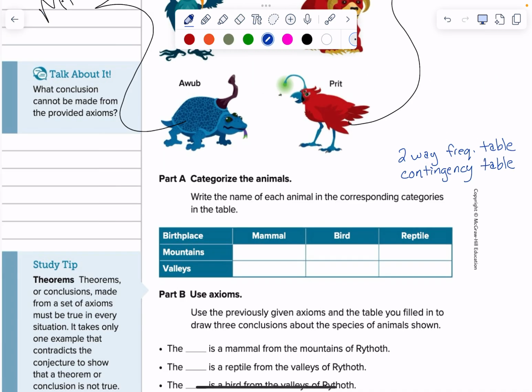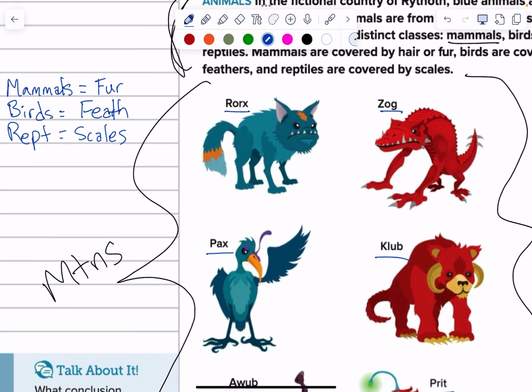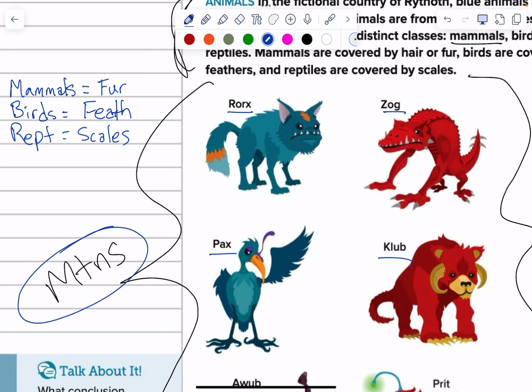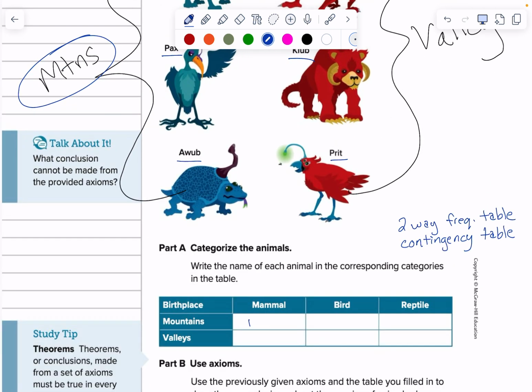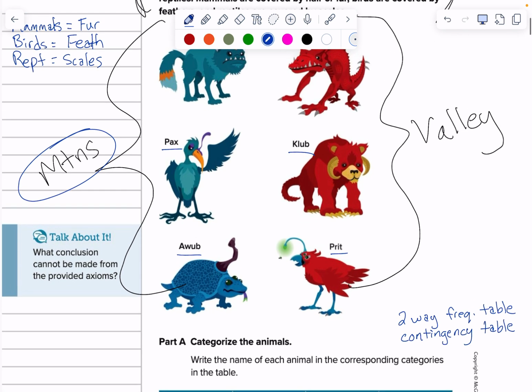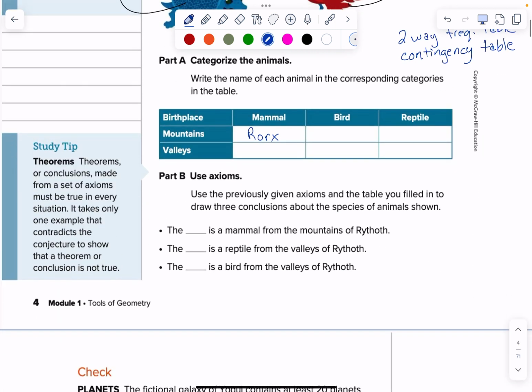Totally fine. All right, so we're going to list these. Do you see these names? A Rourke's, a Zog, a Pax, a Club, an Awub, and a Prit. Okay, so a Rourke's. He is from the mountains. I know that for sure, but is he a mammal, bird, or reptile? Mammal. Okay, so I need to find mammal and mountain, and that is a Rourke's, R-O-R-X. Got it? It's just reasoning. Okay, a Zog. I'm going to skip over to the right. He's from the valley, but he is a reptile from the valley. So he is a Zog, goes here in the table.